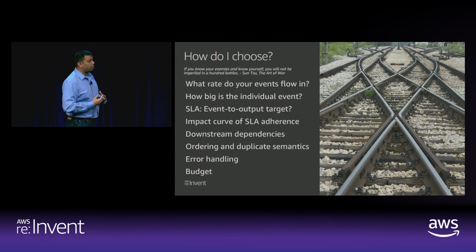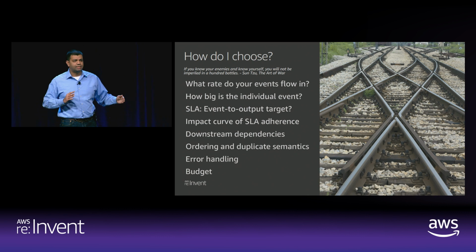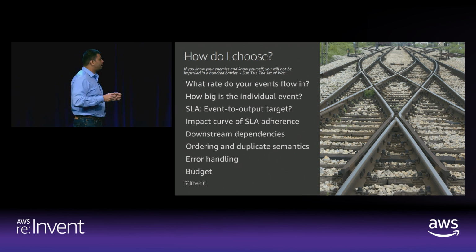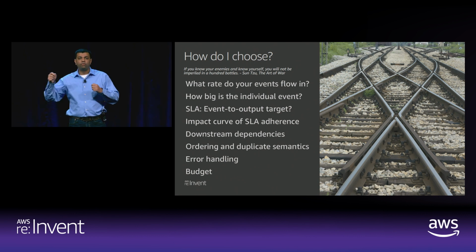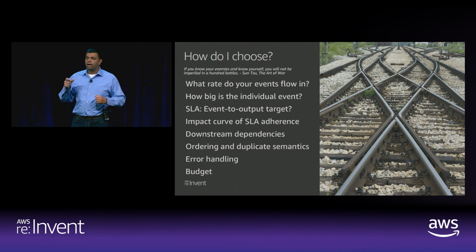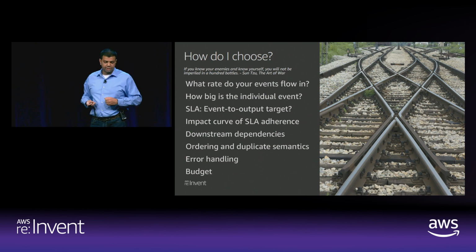And then we also talked about ordering and duplicates, and how does the application deal with these particular aspects of event delivery. And finally, what is the budget I have in order for building this application at scale? And how do I look at meeting SLA and addressing the impact curve of the SLA adherence in light of the budget I have for this application.